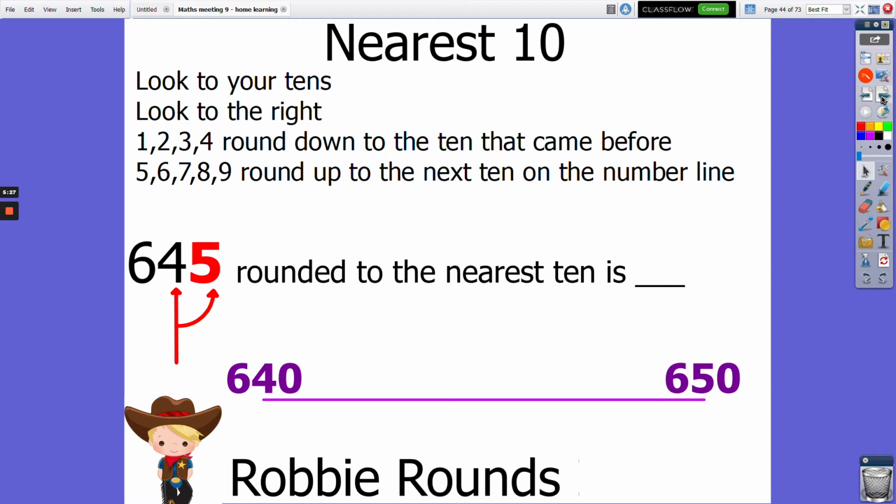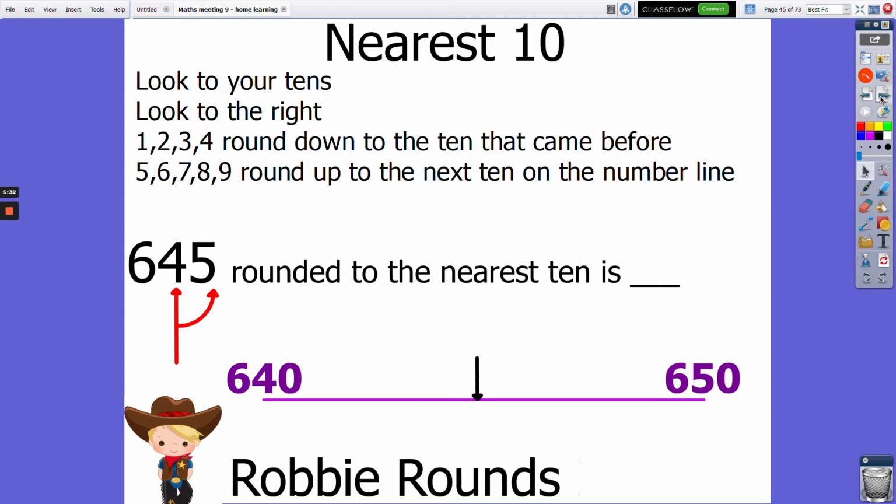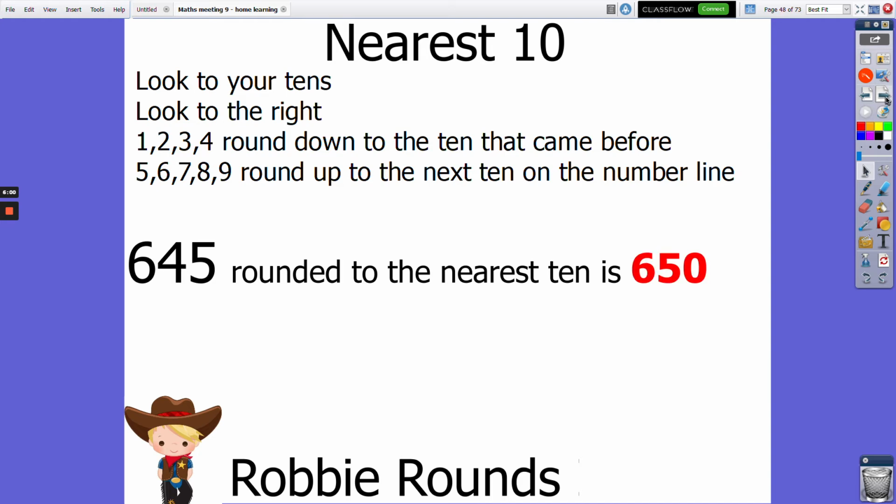Now, this one's a little bit of a tricky one. Hopefully we got it right. Halfway between these two multiples of 10, 640 and 650, is 645. But wait, that's the number that we're trying to round. So where do we round, down or up? Well, if you remember our rhyme, 5, 6, 7, 8, 9 round up to the next 10 on the number line. If we have our 5, we need to round up. 645 rounded to the nearest 10 is 650.